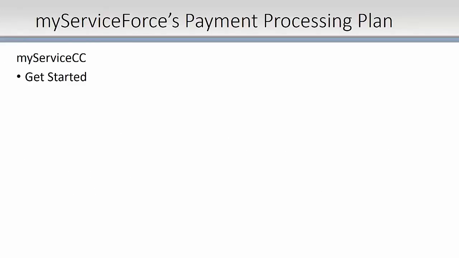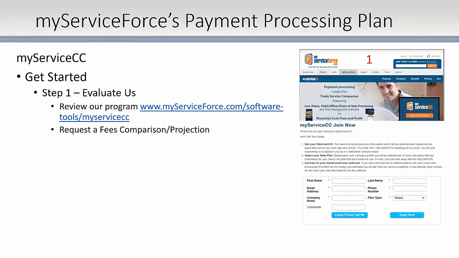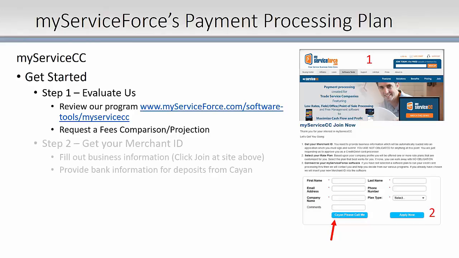Getting started with us is also simple. If you want to review details of myService CC or our software options, just go to the myService Force Business Center and click on Software Tools and start by selecting myService CC. If you'd like, you can request Cayenne contact you and provide a full fees comparison. Then, complete the basic business information to get your merchant ID.